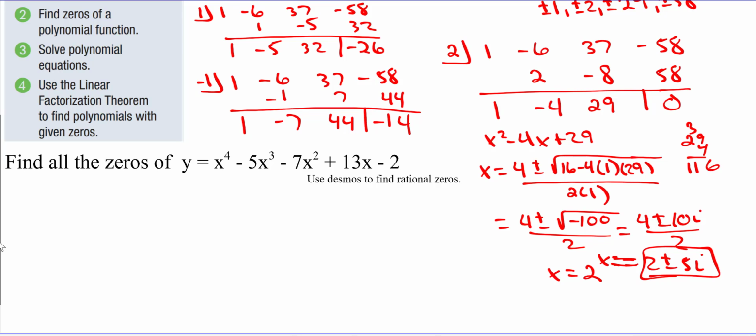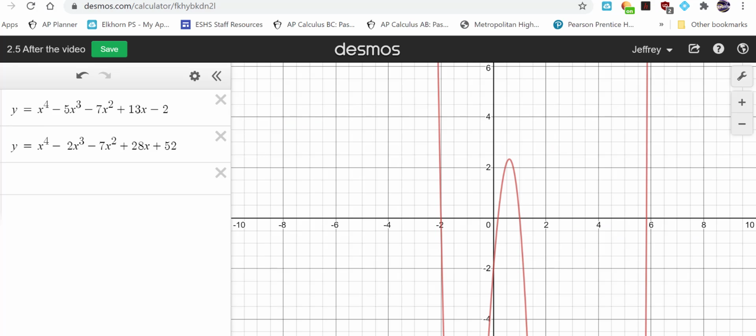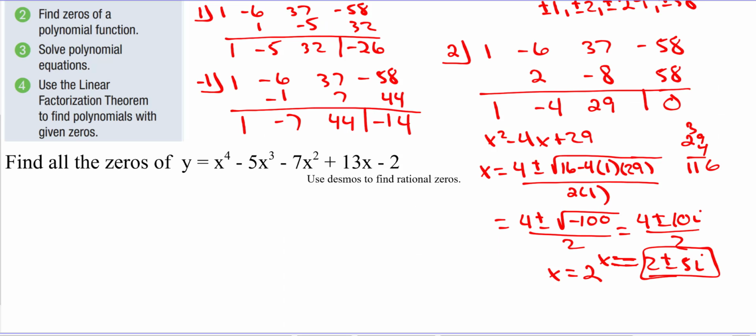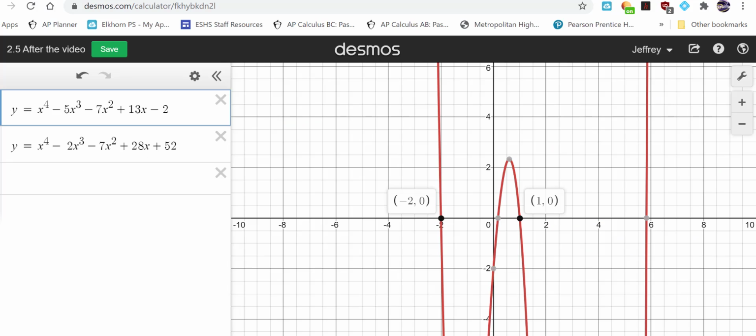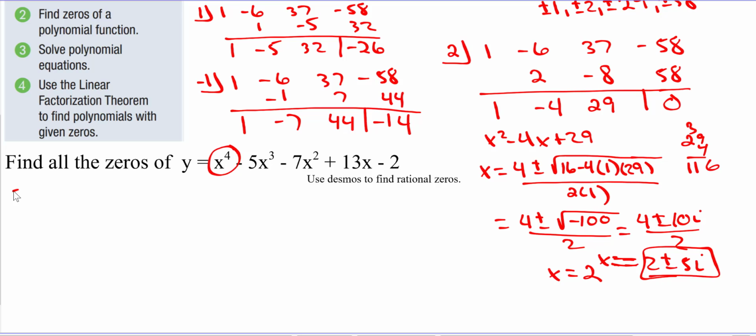Find all the zeros of this function, and use Desmos or a graphing calculator to find rational zeros. So let's use a graphing utility to help us out. I plugged it in, and we see that we have -2, 0, and we have 1, 0. So -2 and 1 we know are zeros. Now we're going to use that information to find the other 2, because there should be 4 total. So I'll make a note, -2 and 1.